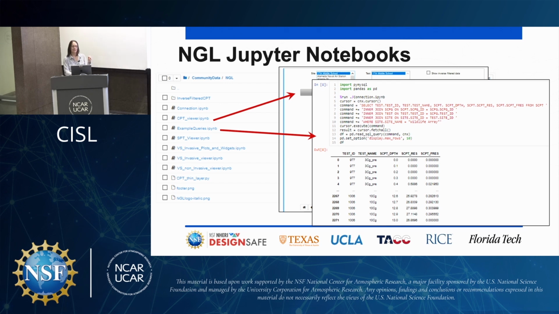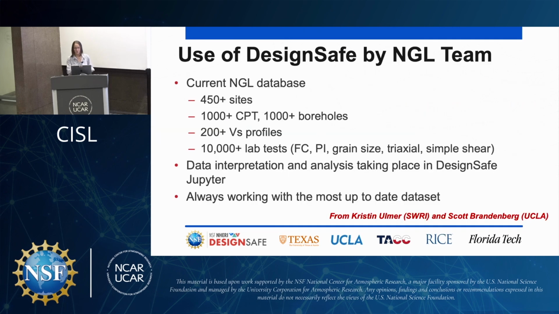But what's been really amazing, so this is just anyone who wants to take a look at the NGL data. But there are a subset of researchers that are part of the NGL project. And the current NGL database is pretty big. We have, relatively speaking, 450 liquefaction sites, 1,000 subsurface CPT profiles, 1,000 boreholes, 200 shear, lots and lots and lots. I don't need to do the numbers.